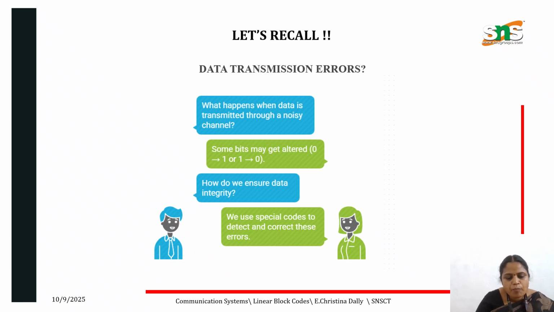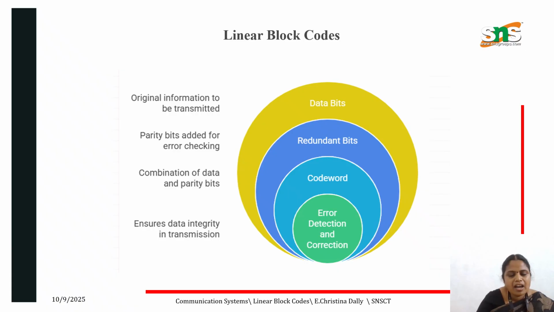There are so many codes available. Among those codes, I have taken the first code as the linear block codes. This is the structure of the linear block codes. The first thing is the data bits, then the redundant bits, which are nothing but the extra bits. The code word is assigned, and there are error detection and error correction techniques available.